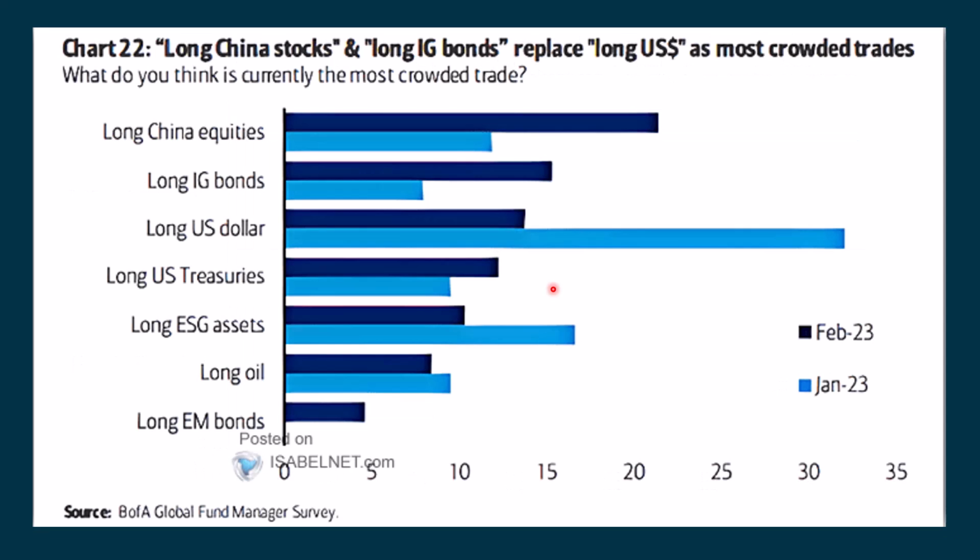What are the most crowded trades right now? Right now you have folks really into being long in Chinese stocks, and then investment grade bonds, followed by the US dollar, where it had been a lot more crowded in January. A lot of people got out of the dollar, and now they're putting that money to work. Long treasury bonds and ESG assets, which again is kind of controversial, and we'll have to see how all of that works out into the future. Are they long oil, and are they long emerging market bonds? We're seeing a little bit of favorability going into emerging market stocks as well as bonds.